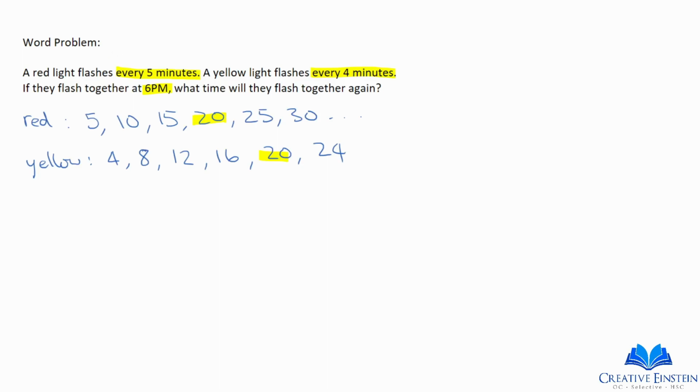Now, they have 20 in common, which means that they will flash together at 6:20. Because what we're doing is 6 p.m., they flash together, plus every 20 minutes they will flash together again. So 6:20 p.m.